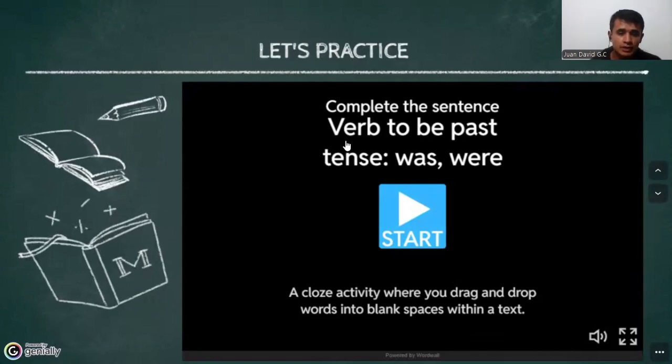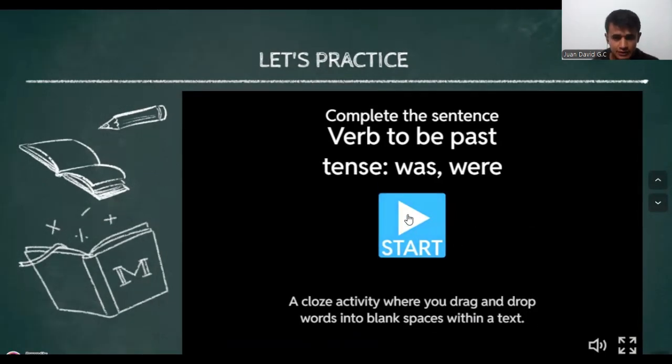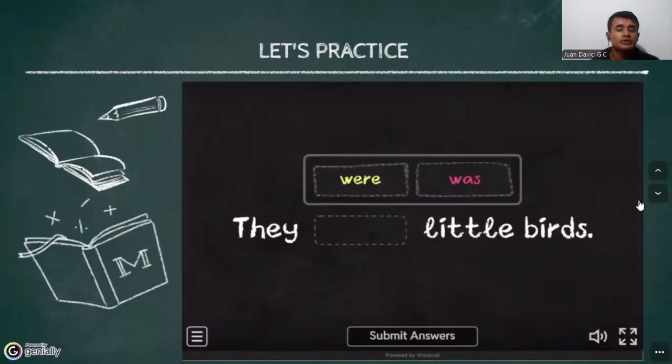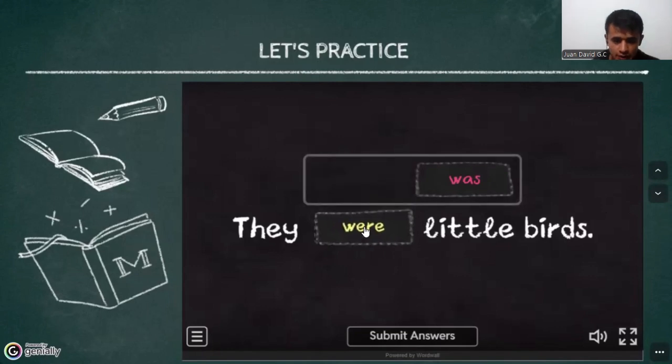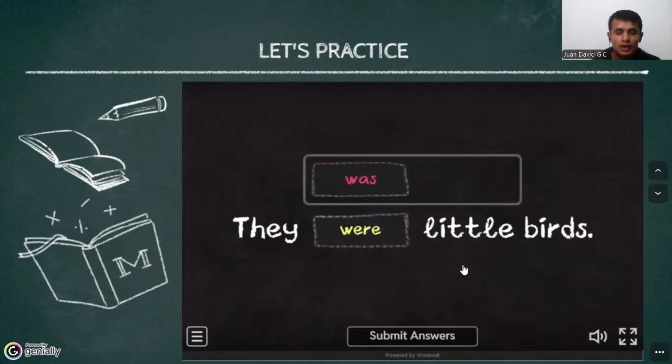Complete the sentence. Verb to be, past: was, were. A cloze activity where you drag and drop words into blank spaces within a text. Let's start with the game. Remember the structure of the grammar, and then obviously remember the syntax. "They were little birds." Here we have the correct form of the past of be. Submit answers.